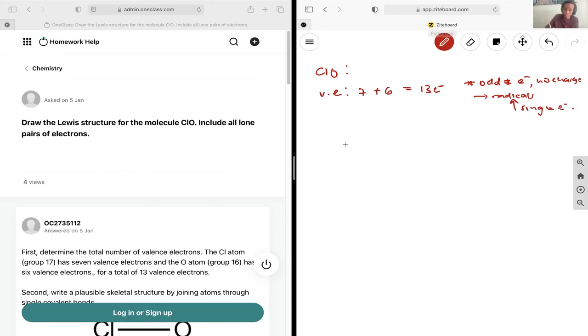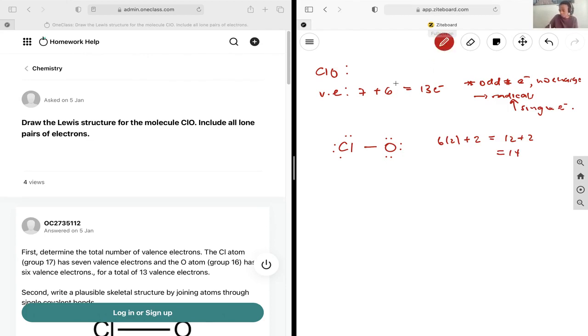And so let's first go about the skeleton structure. Let's use 1 to connect them. Fill in our octet, and then let's see if this equals our 14. So we have 6 by 2 plus 2. So 12 plus 2, and that's going to be 14. So we have an extra electron here. We can decide to get rid of the 1 on Cl, and that will leave us with that.